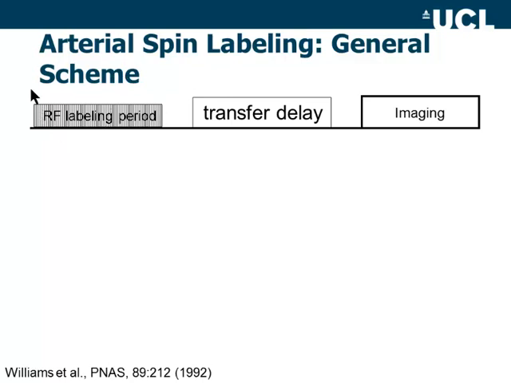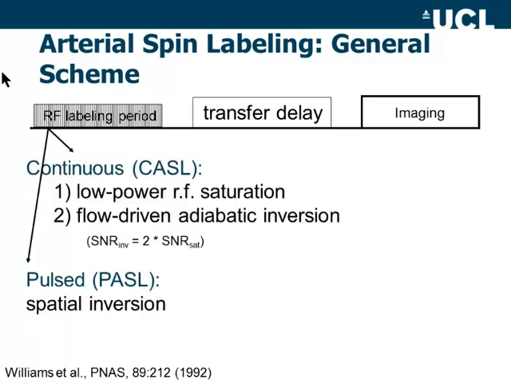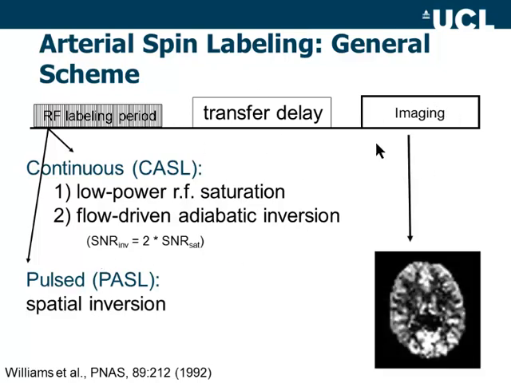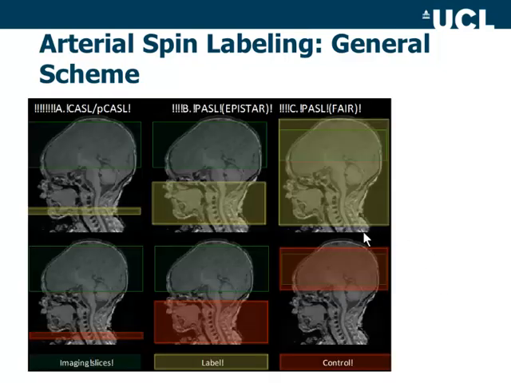Now in ASL you usually have an RF labeling period, which is continuous or pulsed ASL. The first speaker hinted at the fact that these don't give exactly the same signal to noise, and indeed there is an SNR advantage of using continuous or pseudo-continuous over pulsed ASL. There is a transfer delay followed by imaging. And how does it work? This is really interesting.